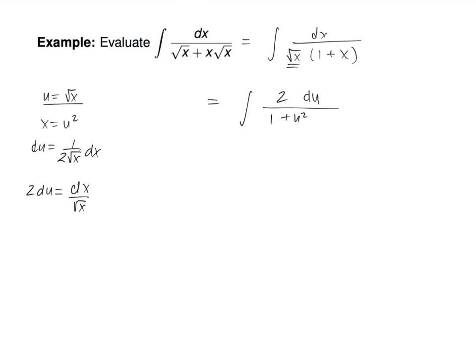Wait. So the root x, that's part of the du, right? Because your du is dx over root x. What did you do with that one instead of the one on top? And you're asking where the u squared came from? No. Why didn't you use dx equals 2u du, right from the x equals u squared? Yeah, good question. Dx equals 2u du. This must also work somehow. Because then you have dx equals 2 root x du, and dx over root x equals 2 du.